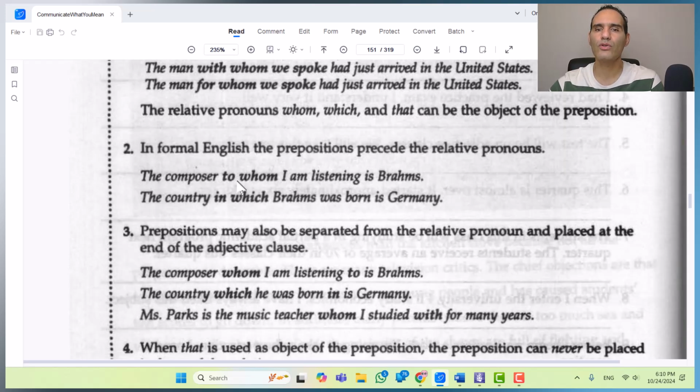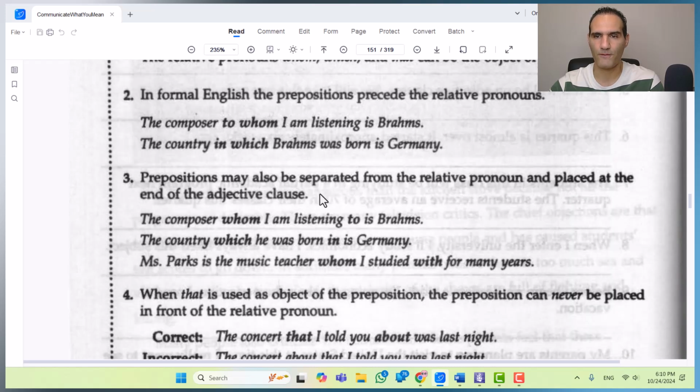The composer to whom I'm listening is Brahms. So it is the composer whom I'm listening to is Brahms, and then preceded. The country in which Brahms was born, or the country which Brahms was born in, is Germany. So be born in, or listen to. As you see, these verbs come with a preposition.